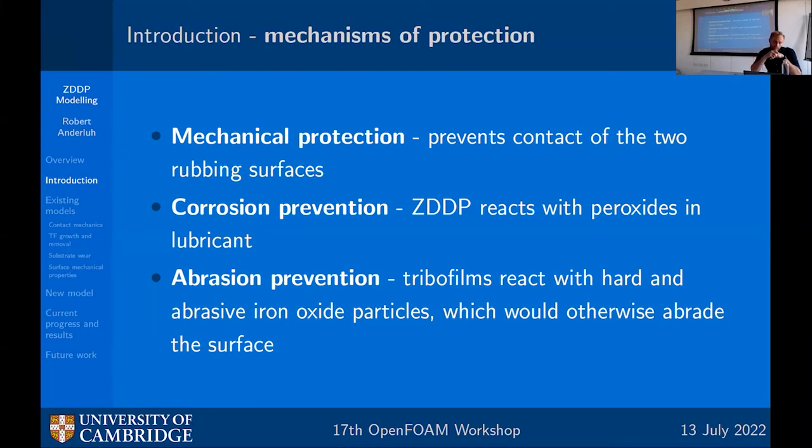And then another form of protection is corrosion prevention, and another one is abrasion prevention, because those tribofilms also react with hard and abrasive iron oxide particles, which would be in the lubricant, which would otherwise abrade the surface.